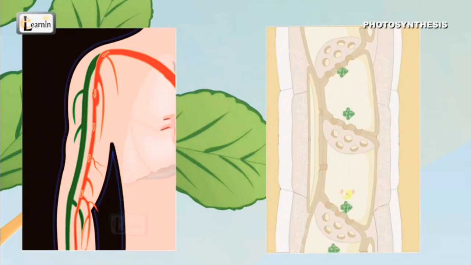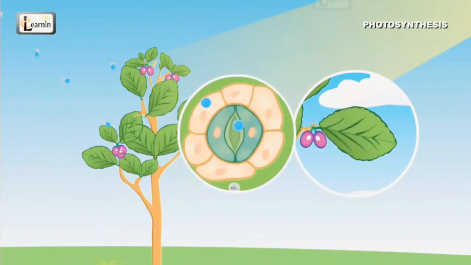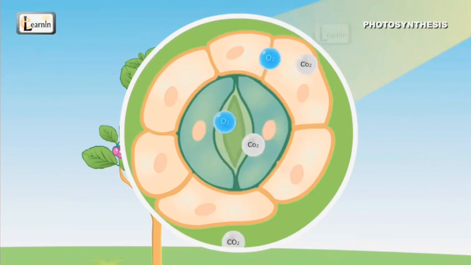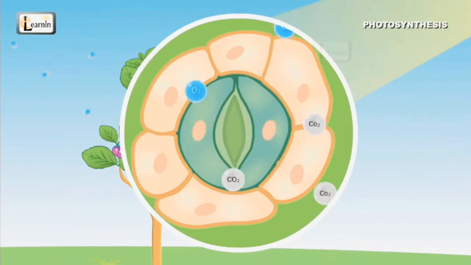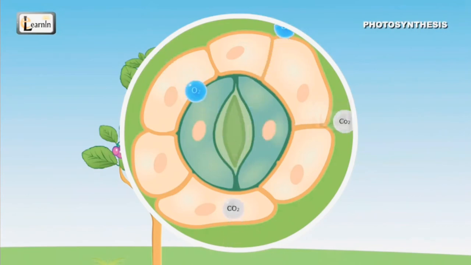Leaves on the plant have pores, very similar to the pores on the skin of our bodies. These pores are called stomata. These stomata are responsible for the exchange of gases. The carbon dioxide present in the air, which is responsible for photosynthesis, enters the plant through these stomata. Oxygen also comes out through these stomata.